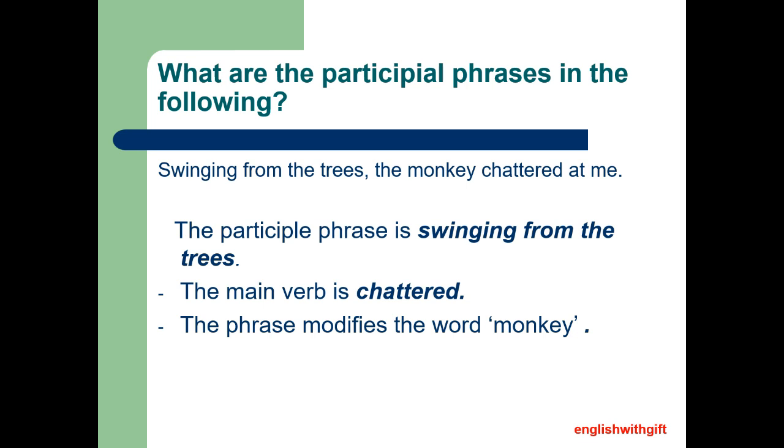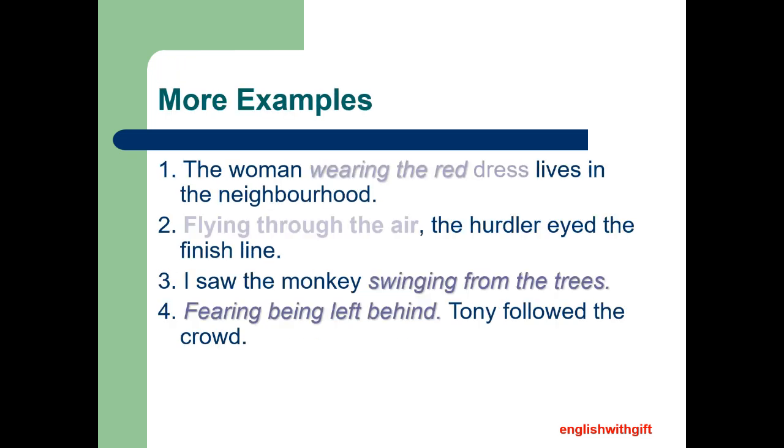Now let's look at another example. Swinging from the trees, the monkey shouted at me. The participial phrase is swinging from the trees. The main verb is shouted, and the phrase modifies the word monkey. Monkey is a noun, and you already know that participial phrases always modify a noun or a pronoun in the sentence.